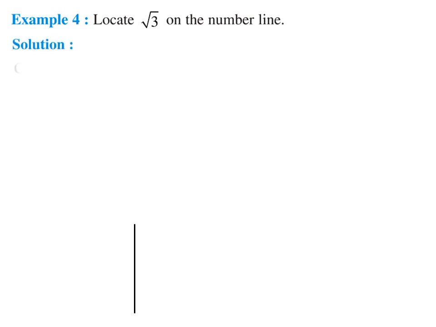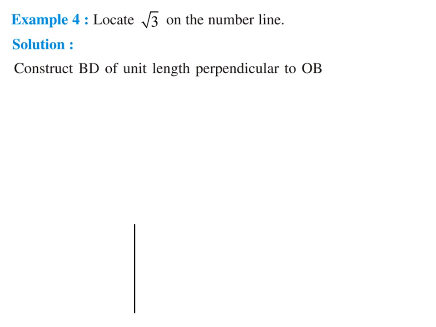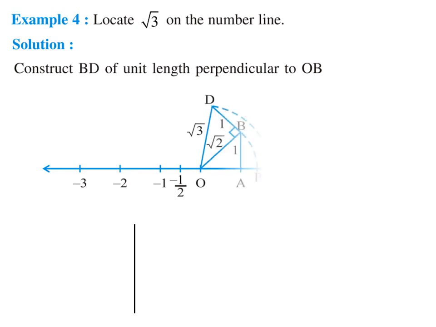Now taking one more example, number 4. We have to locate root 3 on the number line. What we have to do is bring back the previous diagram we drew for root 2. Construct BD of unit length perpendicular to OB. So using the previous diagram, I am drawing one perpendicular to OB. As we can see here, we have drawn BD which is perpendicular to OB.